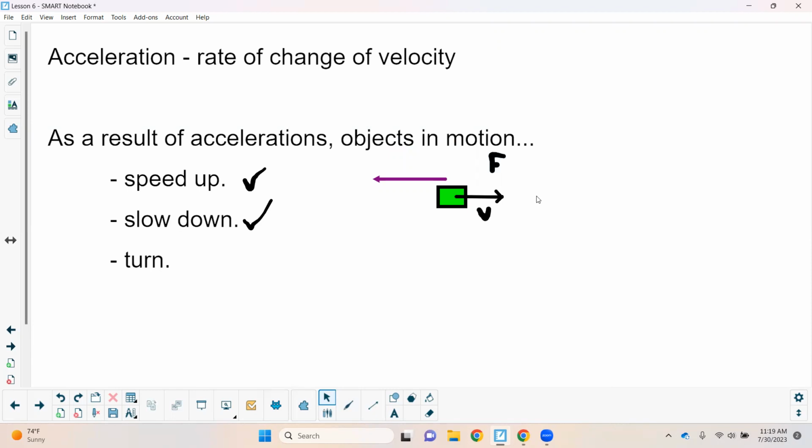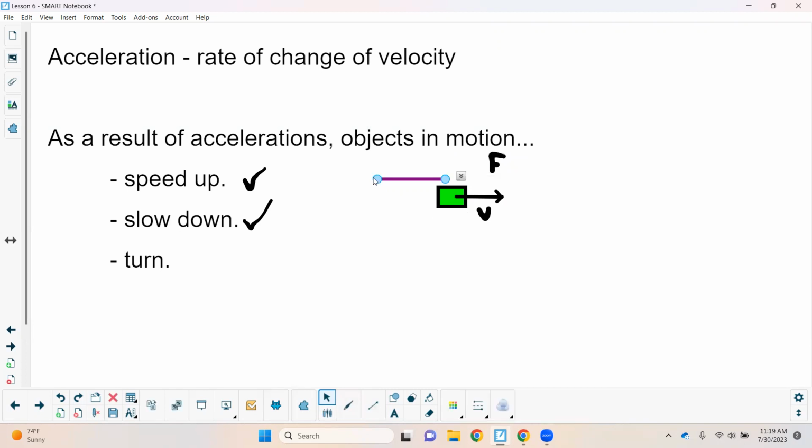We can also have things turn. So if you want something to turn, you're not going to push it in the same direction or in the opposite direction, like in the first two cases we just talked about. What we'll do, we're going to try to rotate it.